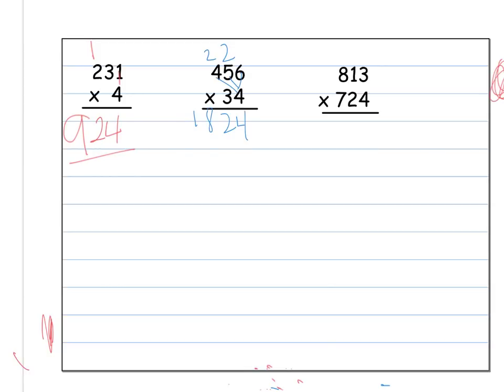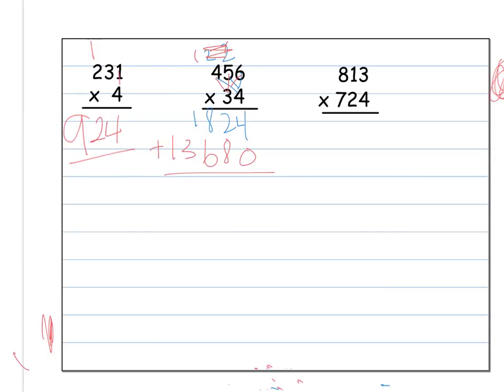Now we're on to the 3. So we put down a 0 as a placeholder. And we're done with these up here. 3 times 6 is 18. Regroup our 1. 3 times 5 is 15, plus 1 is 16. 3 times 4 is 12, plus 1 is 13.